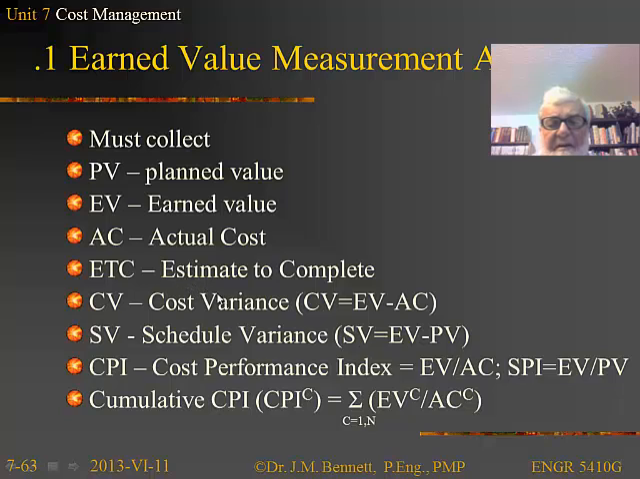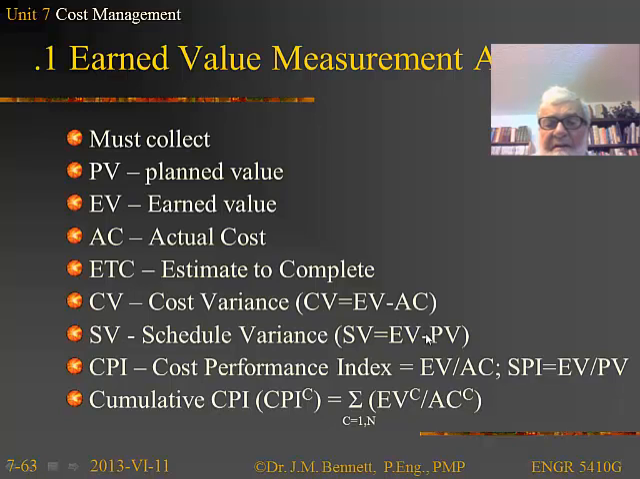The cost variance is basically the earned value minus the actual cost. When you take a look at the cost variance, if that is positive or zero, we're in great shape. If it's negative, we're in bad shape. Positive, good; negative, bad. If it's negative, it means the actual costs are greater than the earned value. We're in deep yogurt.